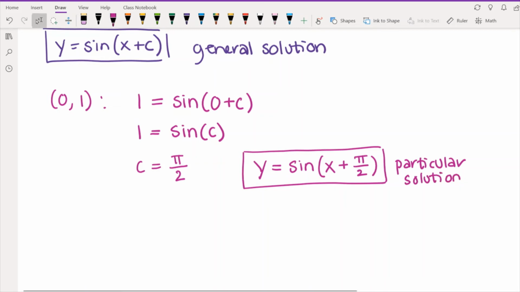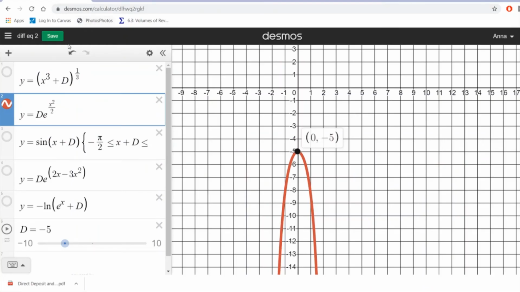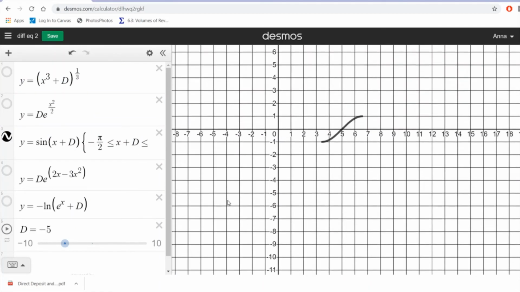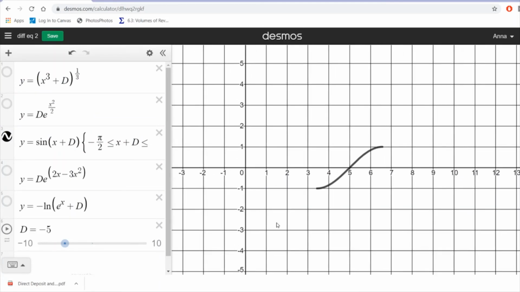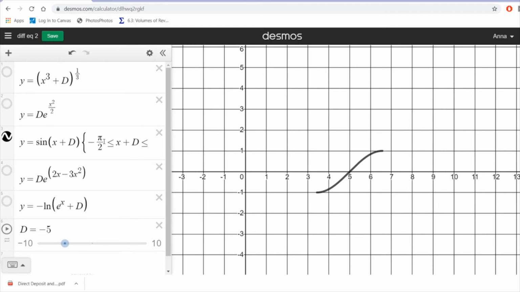So this one, the graph isn't as interesting, but I'll just show you real quick. We had here sine of x plus d, and the reason that it's not the full sine graph is because of that restriction on x plus d. So x plus d has to be between negative pi over 2 and pi over 2, so it's really just giving us this little snippet of the graph. For this one, if I slide around the value of d, it's just going to move the graph. It's not really changing the shape of it.